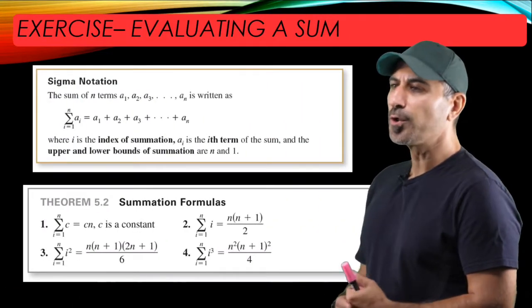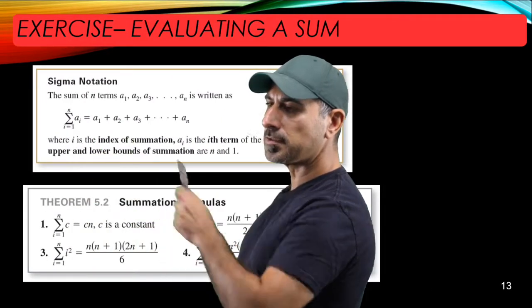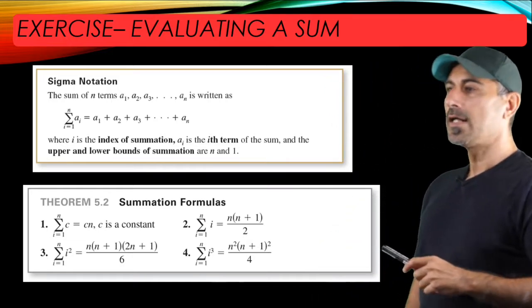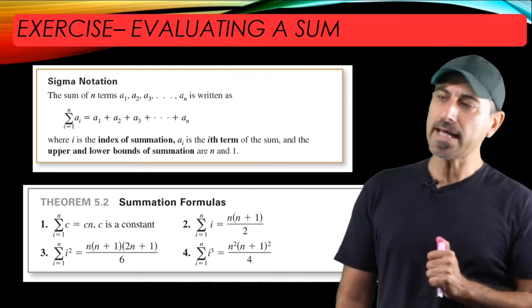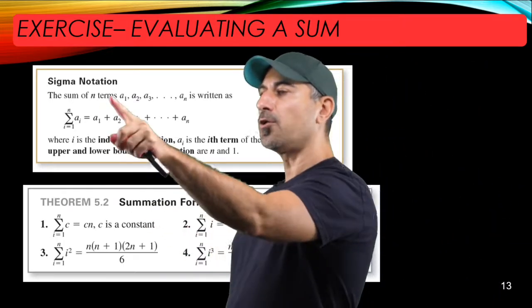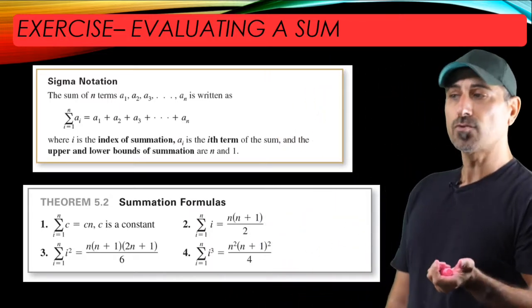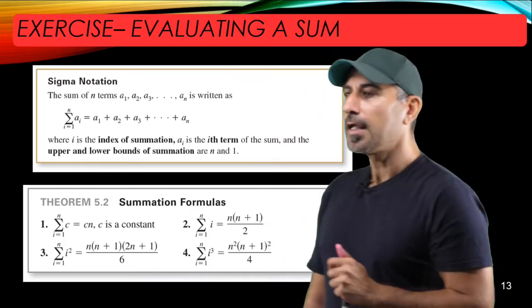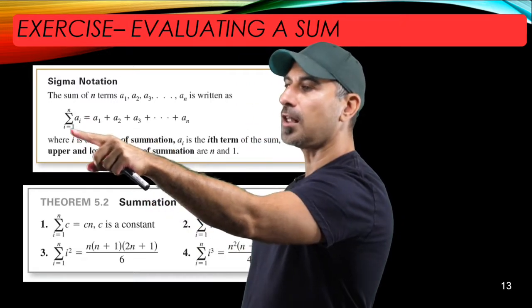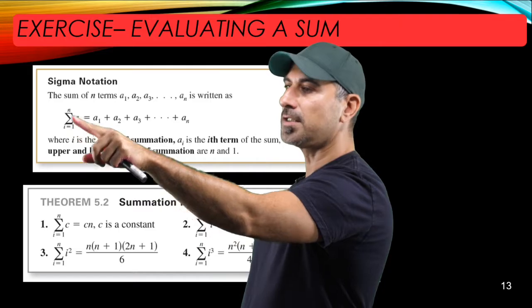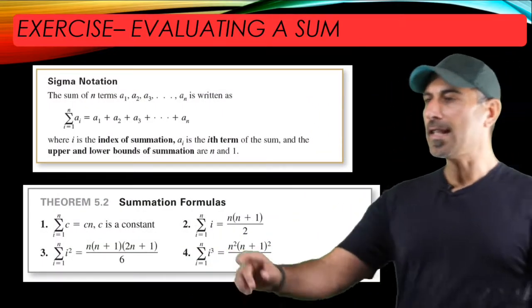So here is a few words on the sigma notation. Here you have the sigma sign, which represents the sum. And you have the i running from 1 to n. We're going to call it the index of summation. And we're going to call all of these terms a_i, so a_i is the ith term. And these are the upper and lower bounds of the sum. So i starts from 1 and goes all the way to n. The lower bound is 1, the upper bound is n, and you're adding all the a_i's.